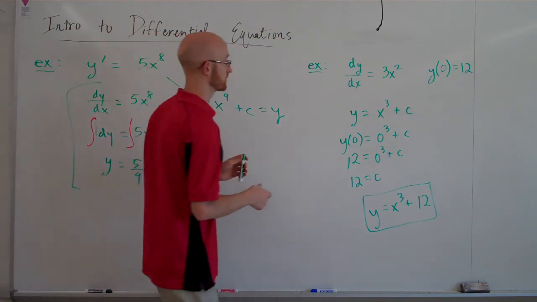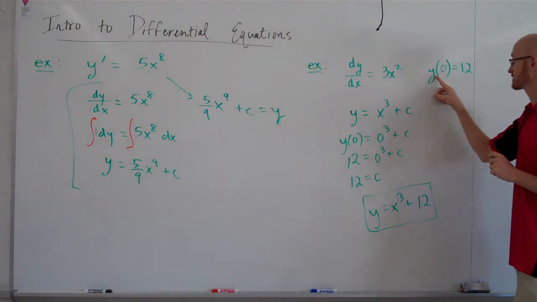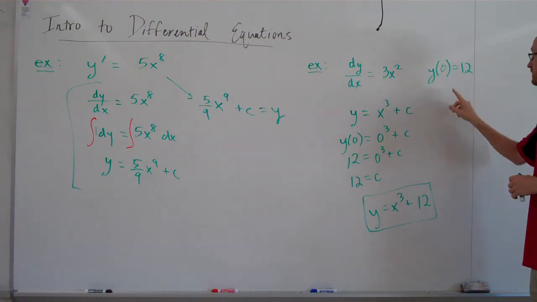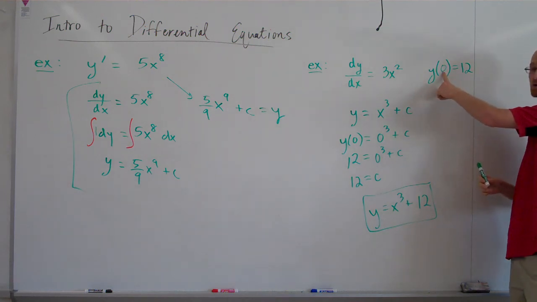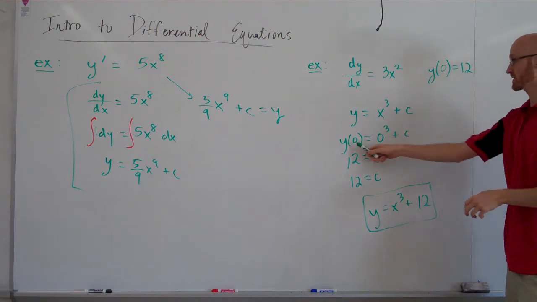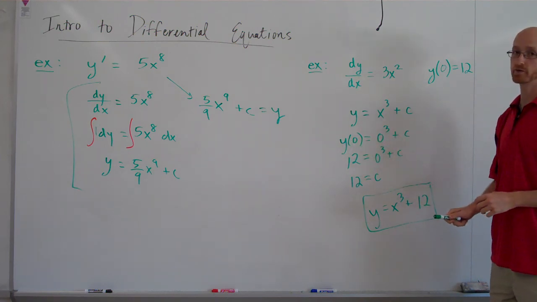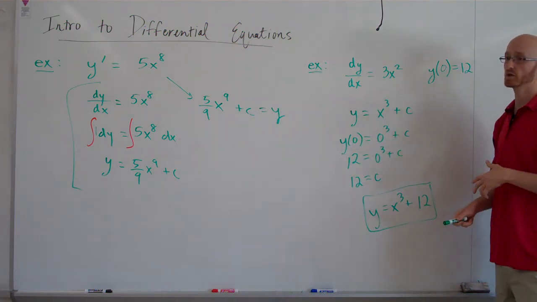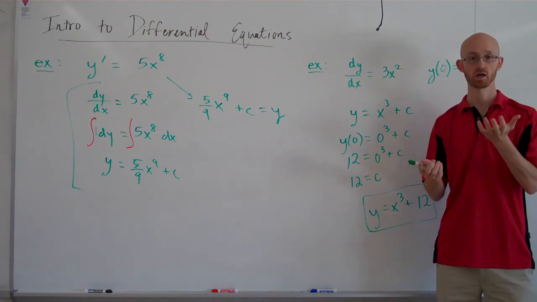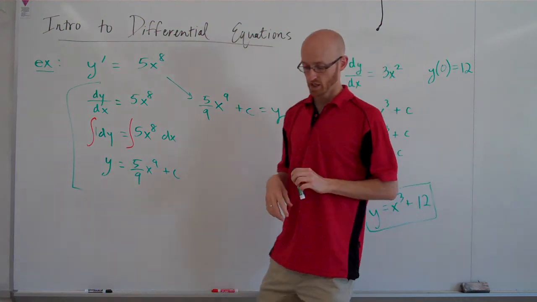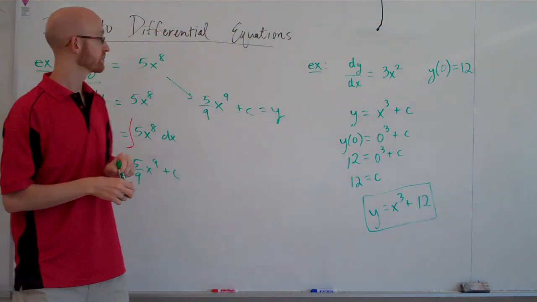By the way, you might have noticed that I changed this condition from y of 2 or 3 or whatever it was to y of 0. If this was y of 2, we would have done the same exact thing. We would have just plugged 2 in here and we would have found a different c value. I changed it just so that we have done a specific initial value question. Okay, so that just about does it.